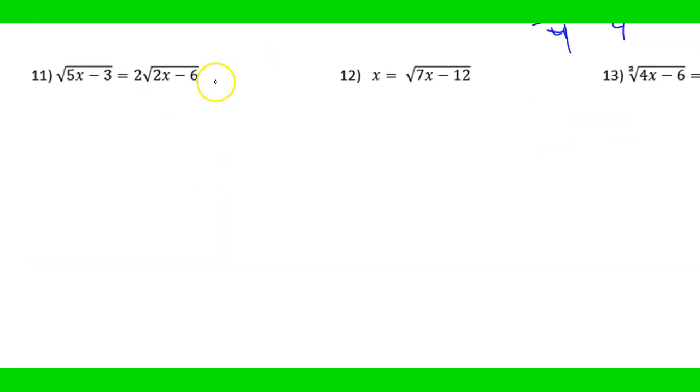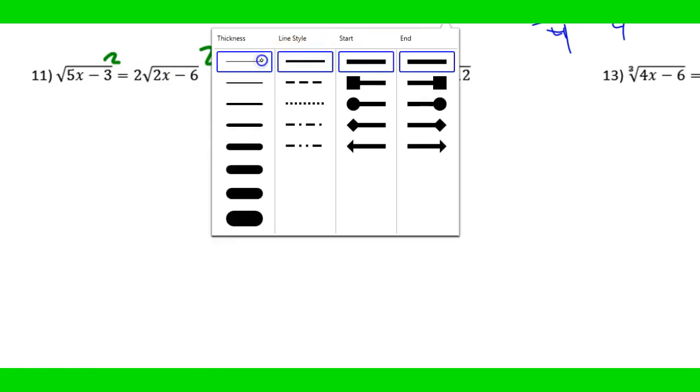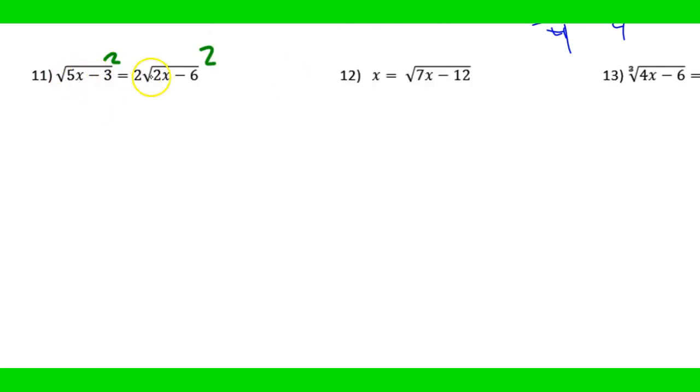Now number 11. Look at both sides. Both sides is a radical. So let's just go ahead and square both sides because we need to get rid of the radical, okay? Over here on this right side, you square everything. On the left, the square root and the square cancel, so I'm going to have 5x minus 3. And on the right, when I square the 2, I have 4. And then when you square the square root, you have 2x minus 6.